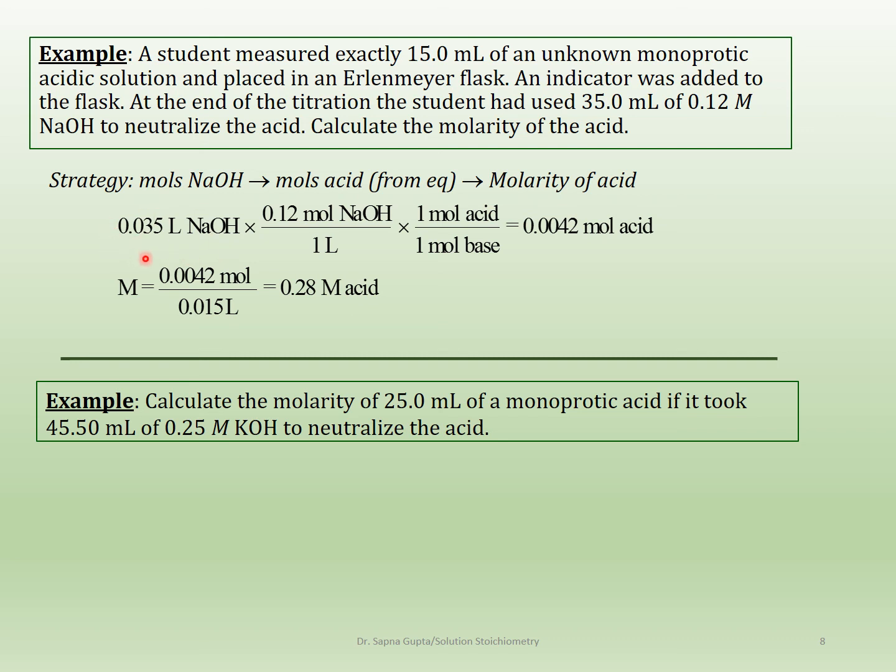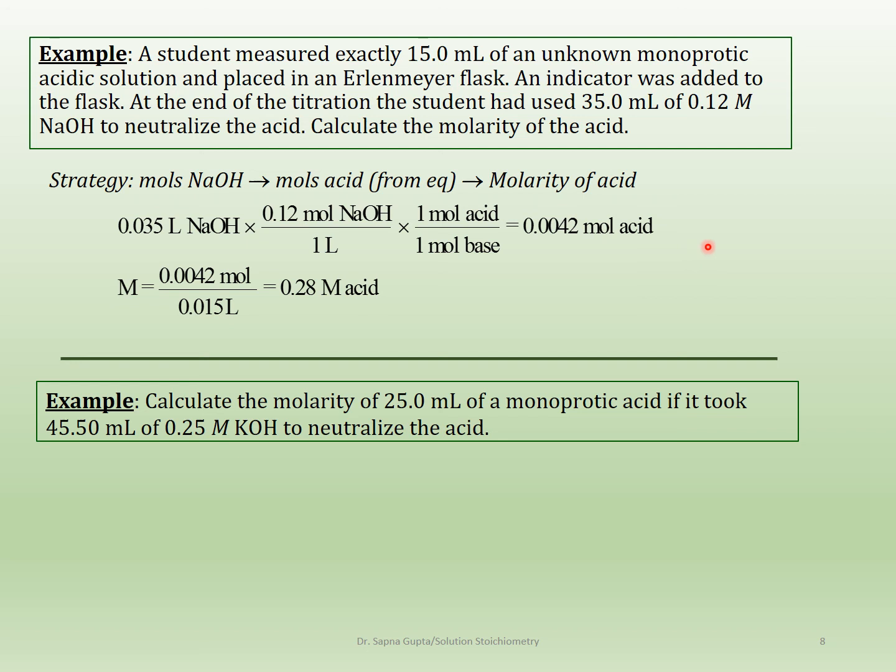The liters here, this is 0.035 liters coming from the 35 milliliters, so you converted that into liters, and liters times molarity will give us the moles of sodium hydroxide, so that's what this is. And then we have the 1 mole of acid to base ratio, and this is coming from the fact that this is a monoprotic acid. And so this gives us 0.042 moles of the acid.